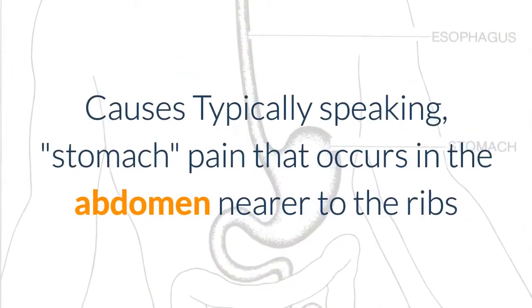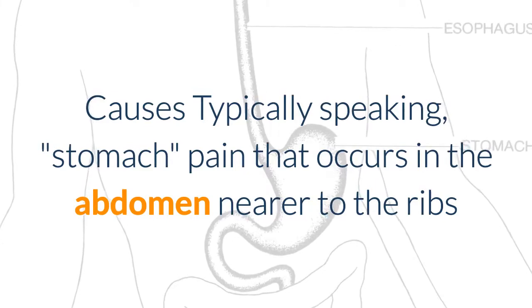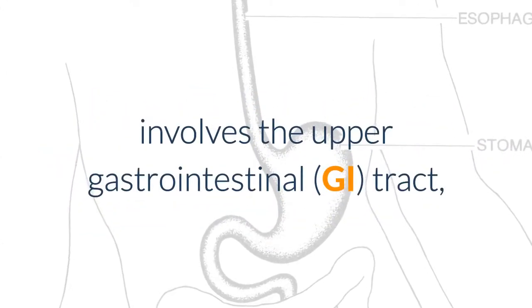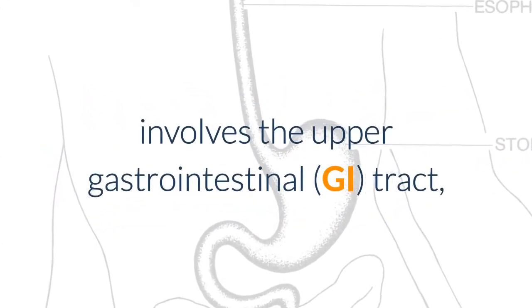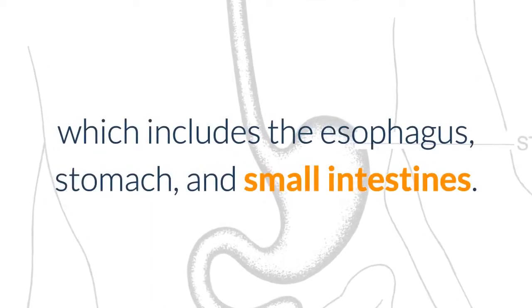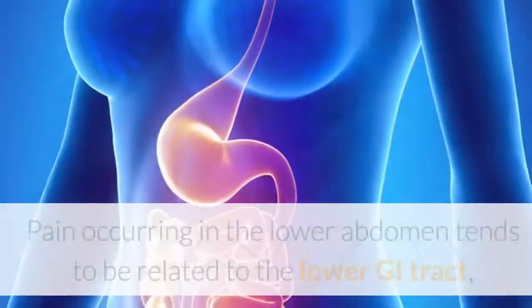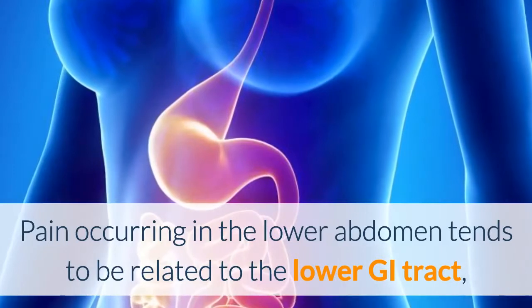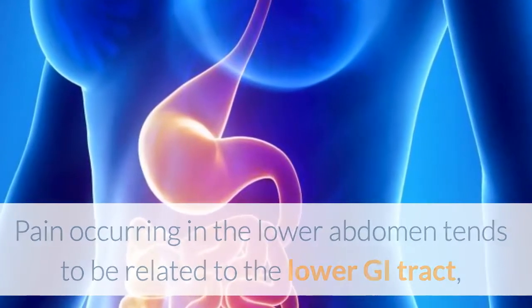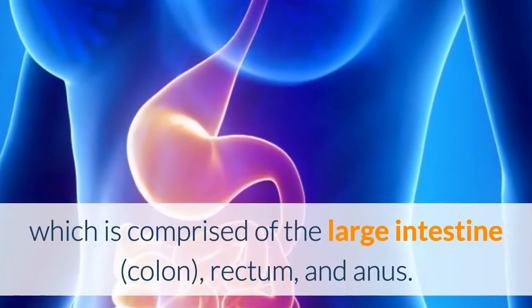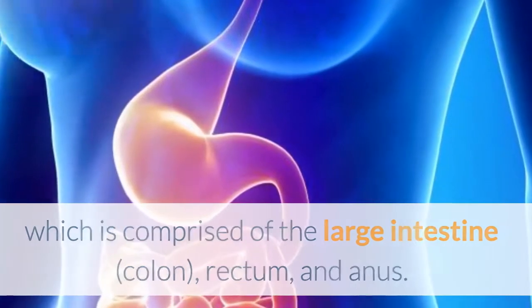Causes. Typically speaking, stomach pain that occurs in the abdomen nearer to the ribs involves the upper gastrointestinal (GI) tract, which includes the esophagus, stomach, and small intestines. Pain occurring in the lower abdomen tends to be related to the lower GI tract, which is comprised of the large intestine, colon, rectum, and anus.